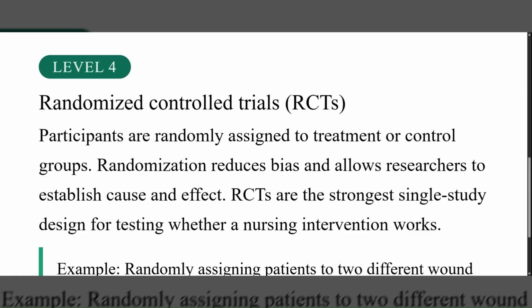Near the top are randomized controlled trials, RCTs. In an RCT, participants are randomly assigned to treatment or control groups. Randomization reduces bias and allows researchers to establish cause and effect. RCTs are the strongest single study design for testing whether a nursing intervention works.